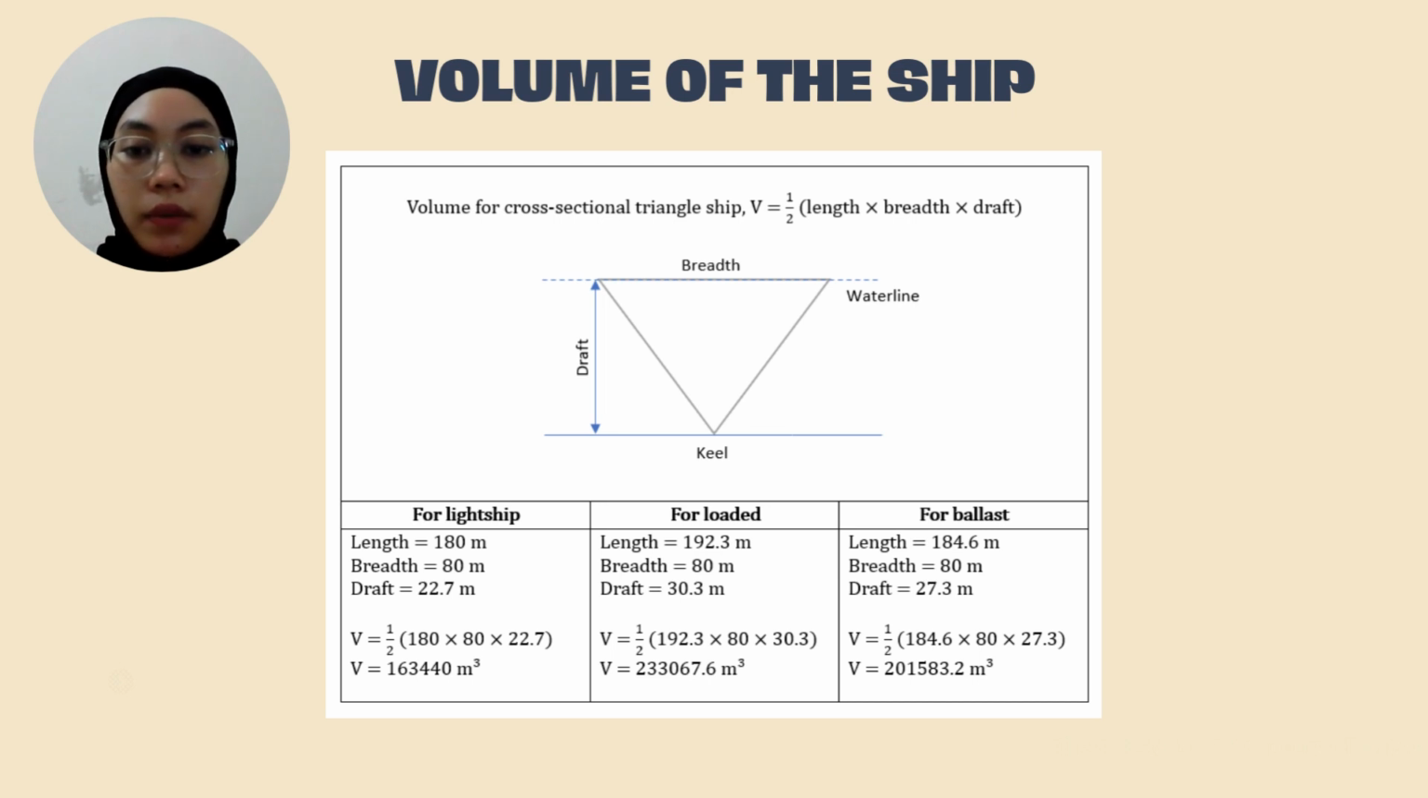For light ship, we get the volume 163,440 meter cube. For loaded, we get 233,067.6 meter cube, and lastly for ballast, 201,583.2 meter cube.